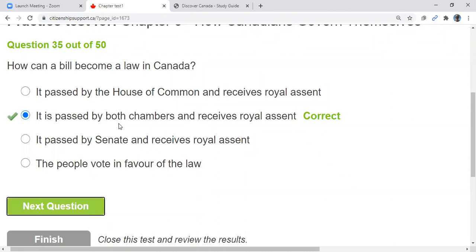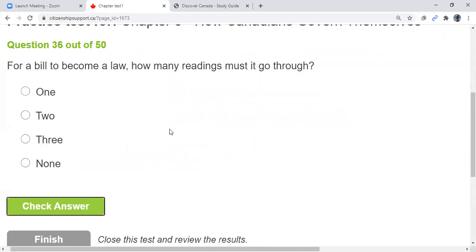Passed by both chambers, so the House of Commons and the Senate, and then it receives royal assent. It goes to the Governor General. Very good. For a bill to become a law, how many readings must it go through? 3. Very good.